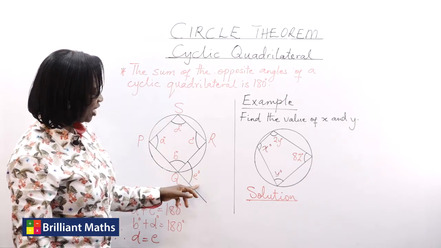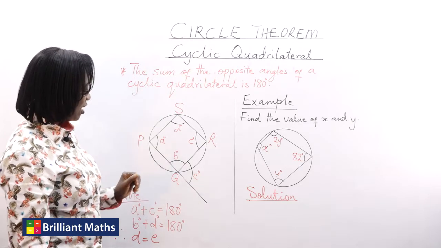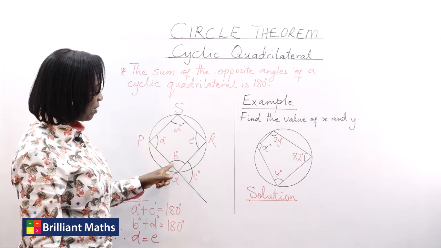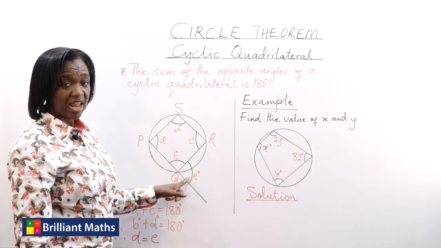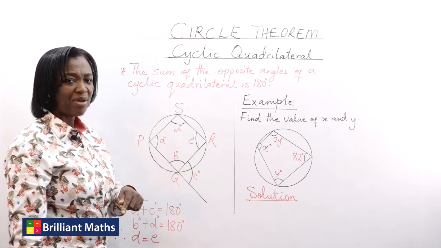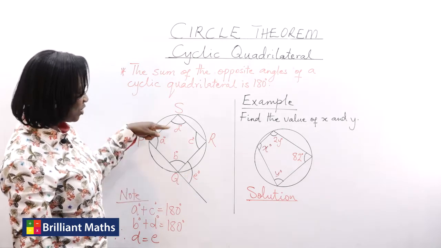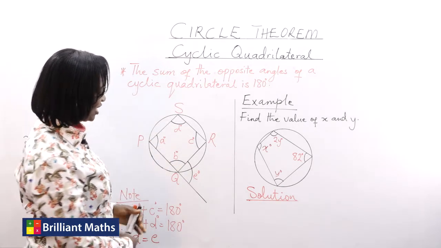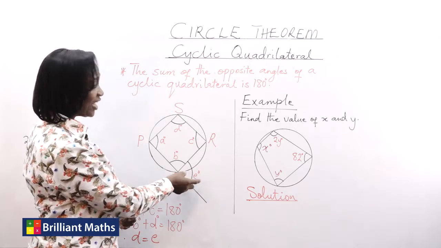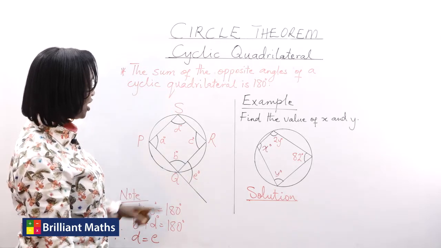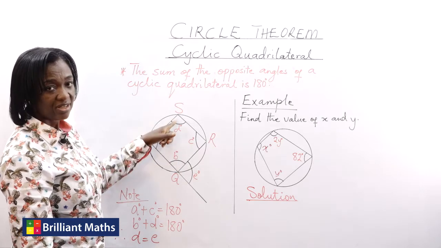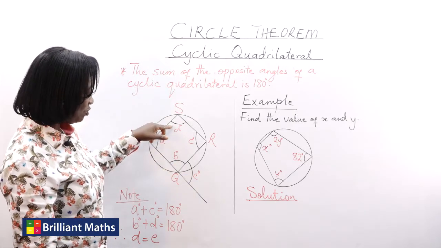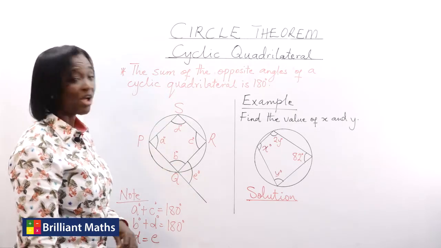Then let's look at angle E. B and E are on a straight line, so that also means that B plus E will give us 180 degrees. So that implies that angle E is equal to angle D. So that gives us another rule that says that the exterior angle of a cyclic quadrilateral is equal to the interior opposite. The exterior angle, which is E, is equal to the interior opposite, which is D. So angle D is equal to angle E.